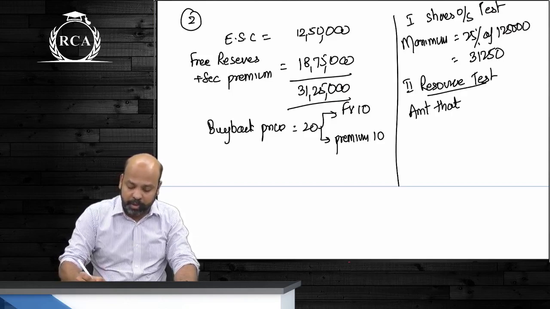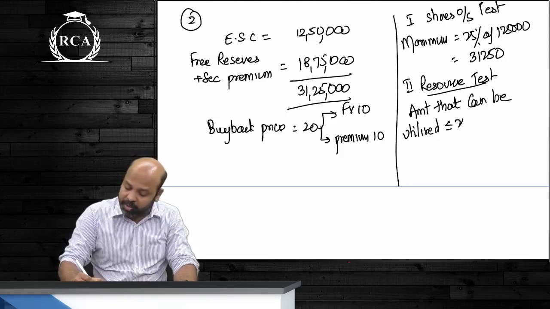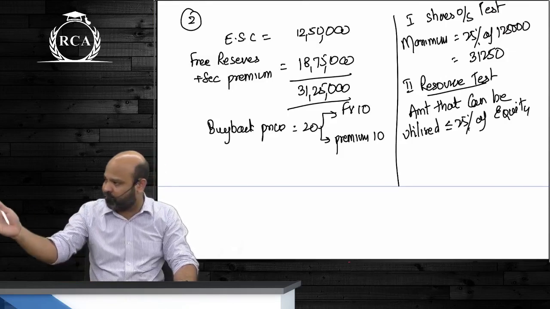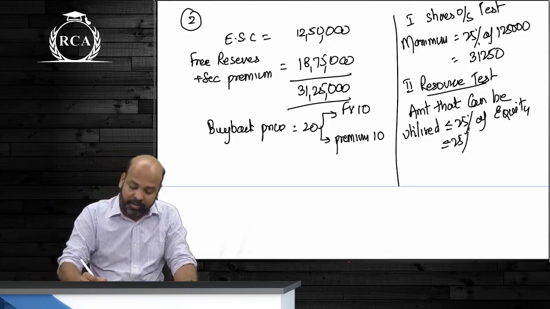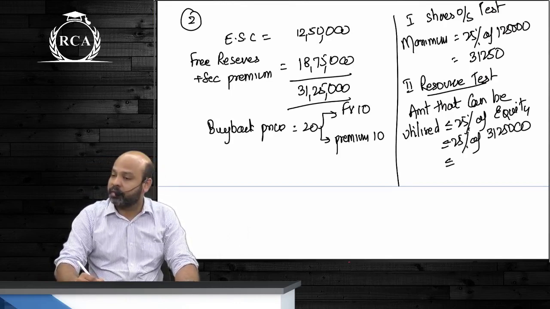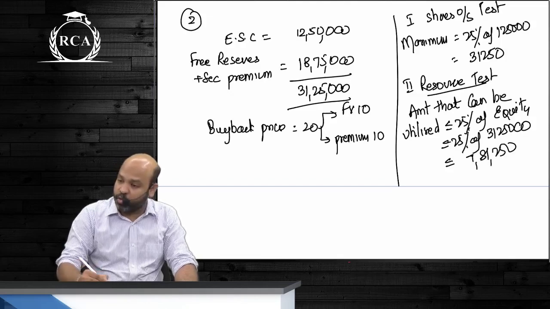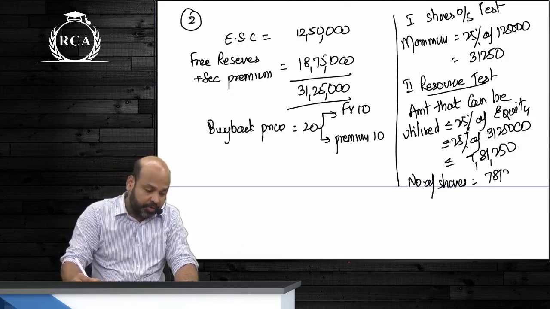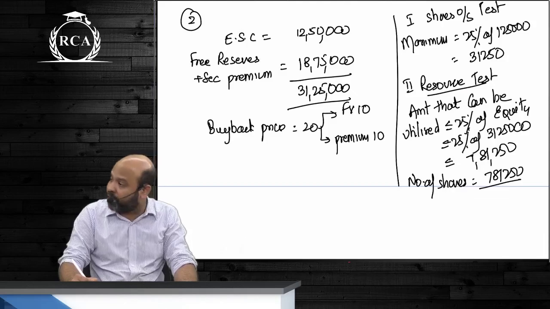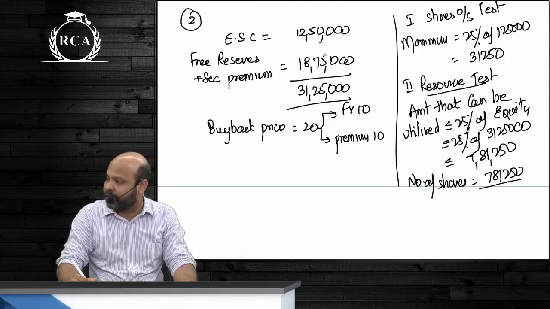According to the resource test, beta, how much money can we utilize? The amount that can be utilized should not exceed 25% of equity, which is equity share capital plus free reserves. That free reserves include securities premium. So this should be 25% of 31,25,000. How much will it become, beta? 781,250. As per this, beta, how many shares will it be? 781,250 divided by, should I divide by 20 plus 10 or only 20? Only 20. This is the resource test, beta. This is not the debt equity test.